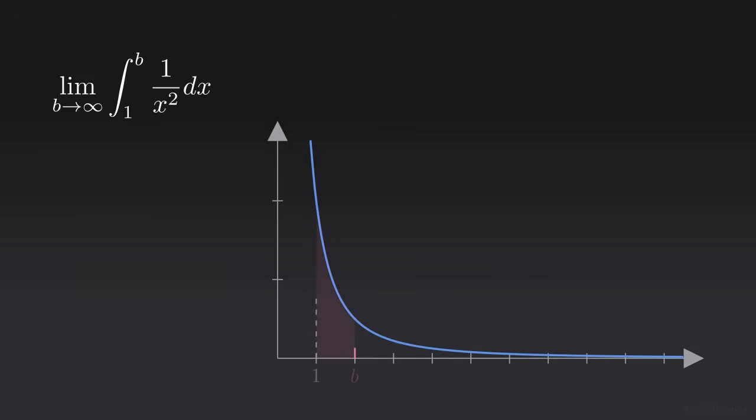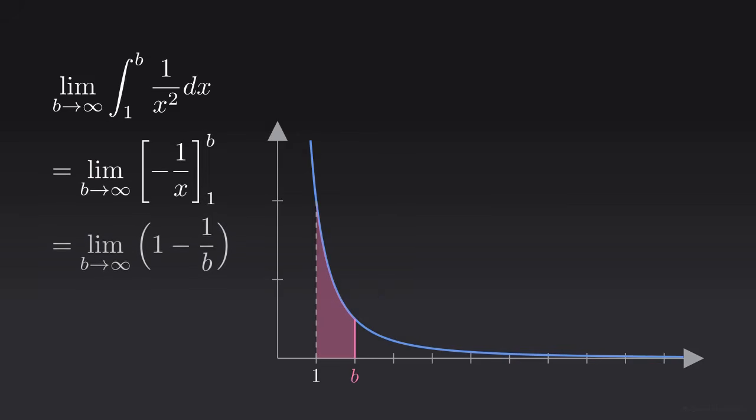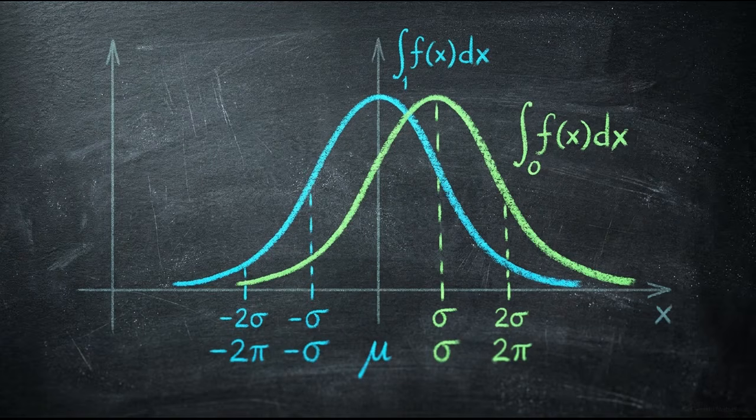If we integrate the function 1 over x², we create an equation where the boundary b is a moving target. The antiderivative is −1 over x. When evaluated at b, we get −1 over b. As b grows infinitely large, that fraction vanishes to 0. All that's left is a total area of exactly 1. The limit is the only mathematically valid way to define the infinite. It's what allows modern statistics to turn endless curves into reliable data.